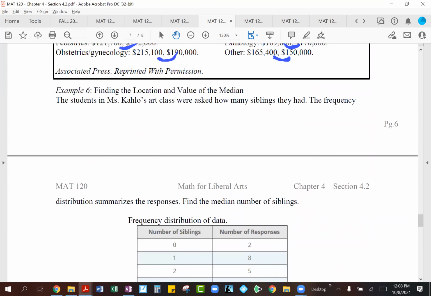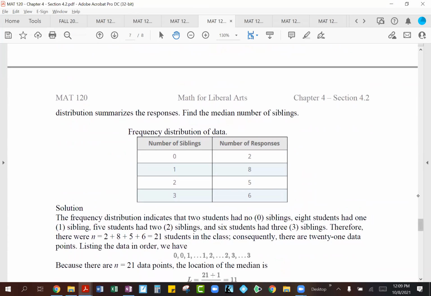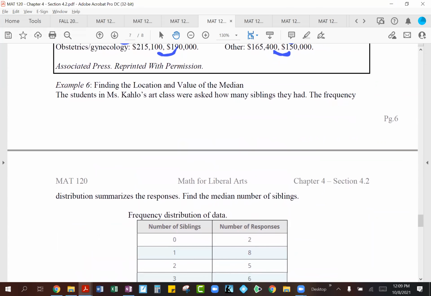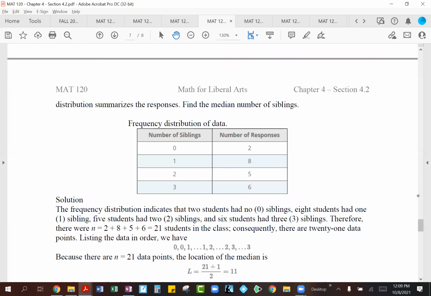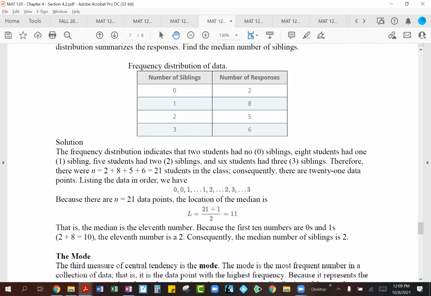Here they're talking about how you can find the median when you are looking at a frequency distribution. In this case, the students in Miss Carlos' art class were asked how many siblings they had, and here's the frequency. So 2 students said they had no siblings, 5 of them said they had 2 siblings, and that kind of thing.